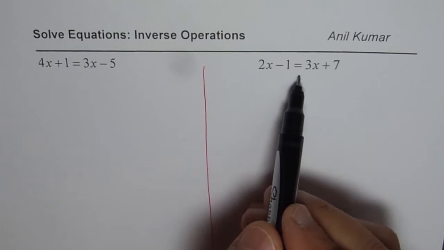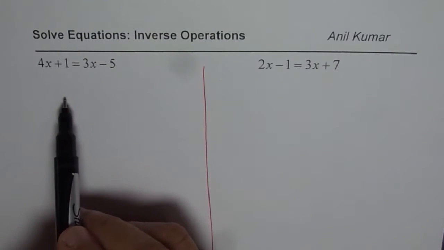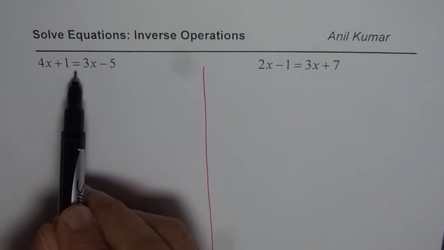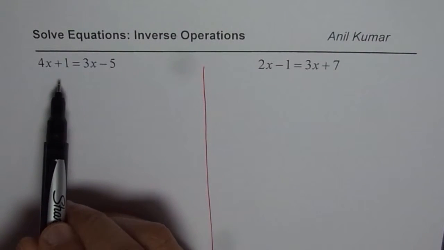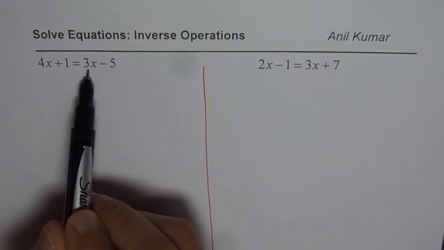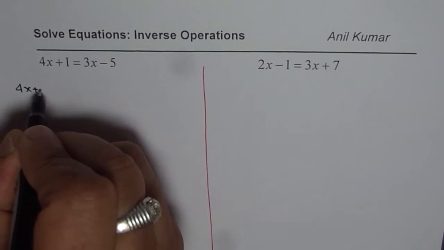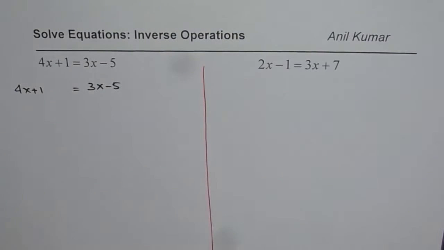Now these equations have variables on both the sides, right? So we'll do multiple steps to solve these equations. The first one is 4x plus 1 equals 3x minus 5. In the first step, let us get the variable on one side. So we can take away 3x from both the sides. That is the given equation.